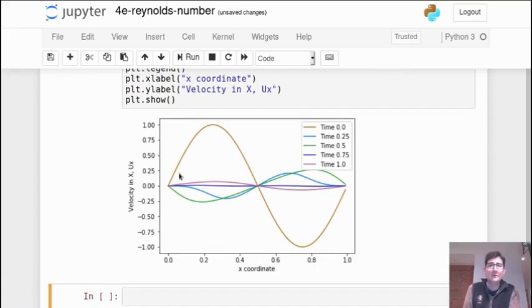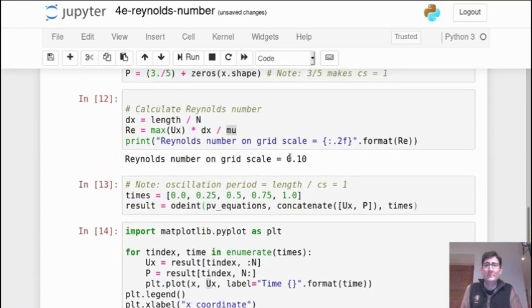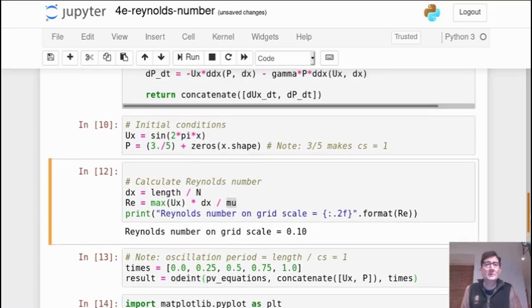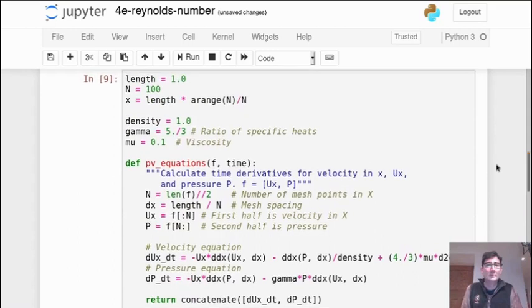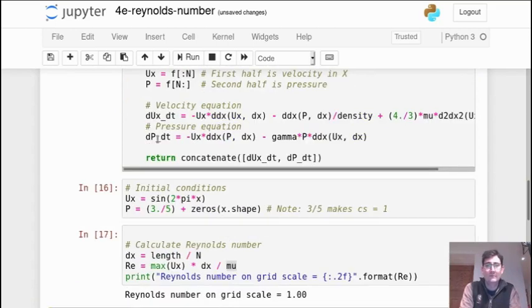So now I have a nice smooth solution. The initial conditions are this curve here. And you can see it rapidly damps, so that this curve is the final time. You can see it's oscillating, but it's also decaying, it's damping very quickly. And this is the dissipation from the viscosity. So we can afford to turn this down a bit. If this is 0.1 here, we can make mu about 10 times smaller and make the Reynolds number on the grid scale about 1. So let's make this 0.01. And so now the Reynolds number on the grid scale is 1.